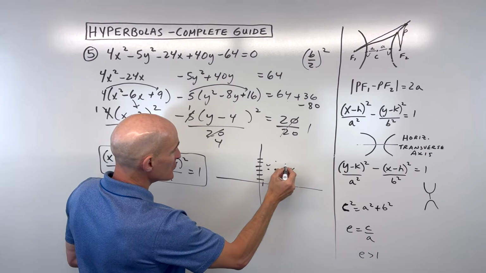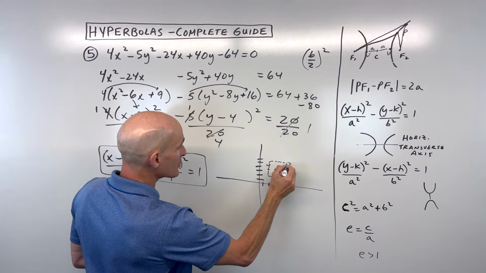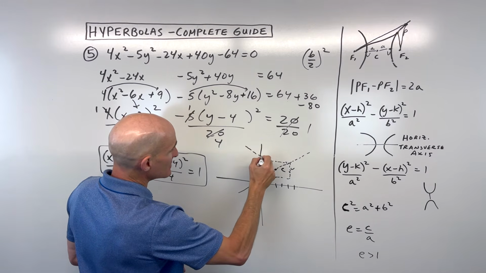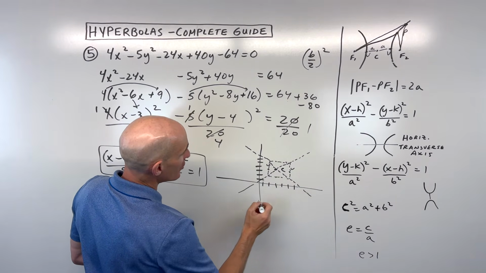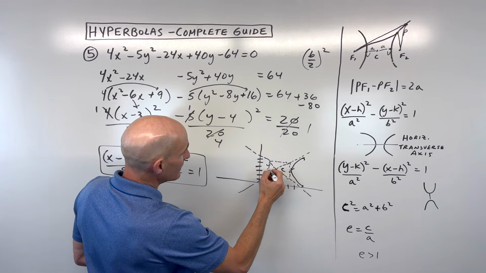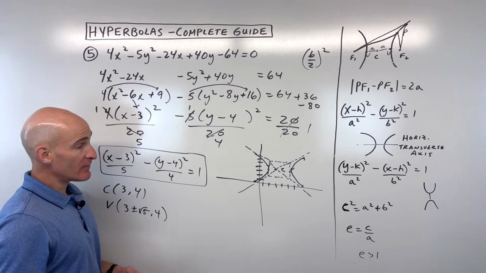Okay, and again, remember we use this to draw this rectangle, this dashed or dotted box here, where we use the corners of that rectangle, the center, and the opposite corner to draw our asymptotes to give us an idea about how wide this hyperbola is. Okay, and then we can find the foci.